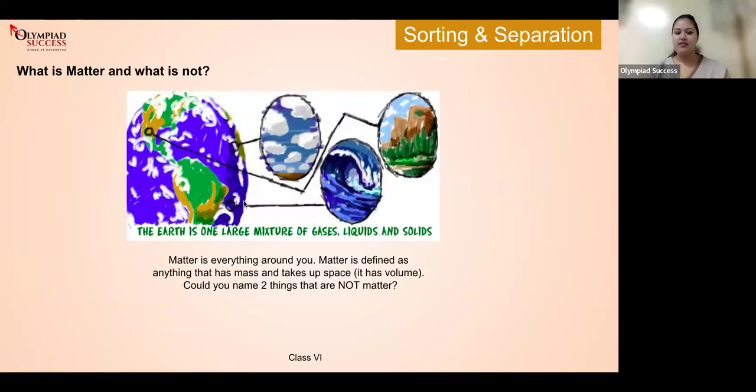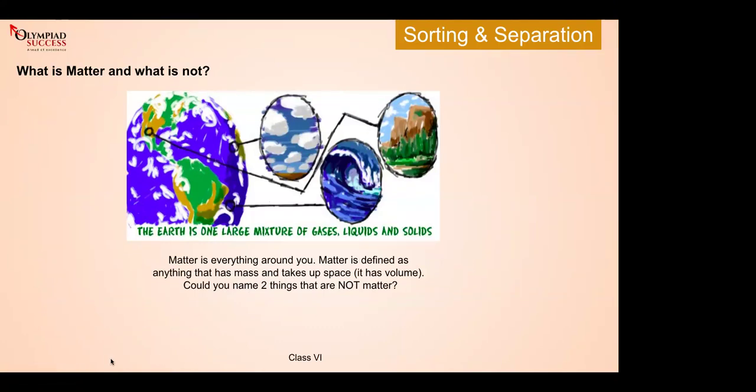Okay. So matter, we've already said, matter is everything around you. It is defined as something that has mass and takes up space, or has volume. Could you name 2 things that are not matter? Put it down in the chat box. Send me a direct message so that everybody answers. Direct message, please, everyone, so that I know everybody's answering and not just copying each other's answers.